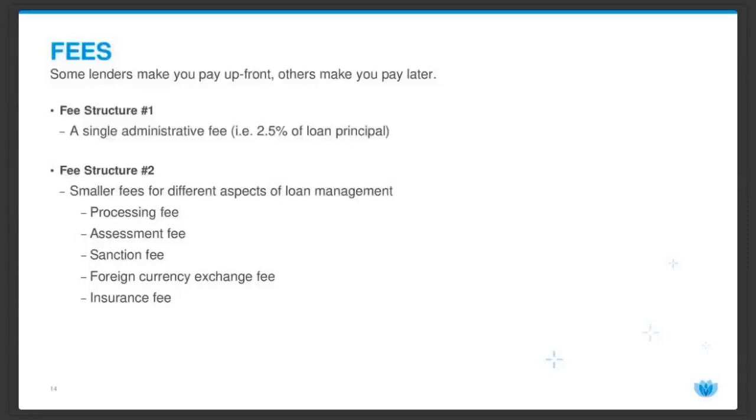Now coming back to fee structure 1, this is basically Prodigy Finance's fee structure. We charge a single administrative fee, that is 2.5% of the loan principal amount.